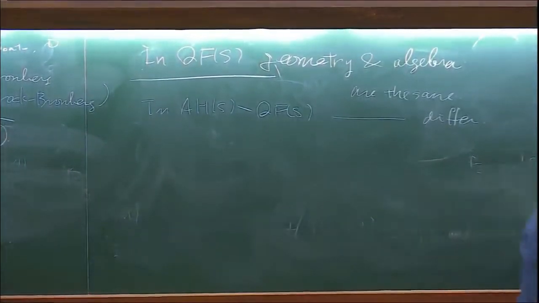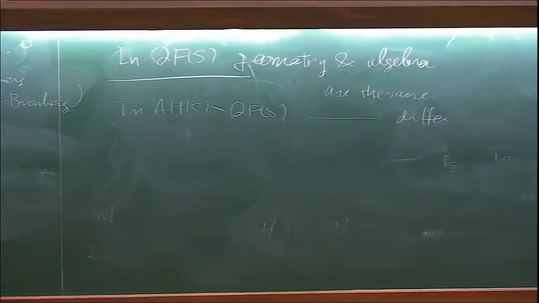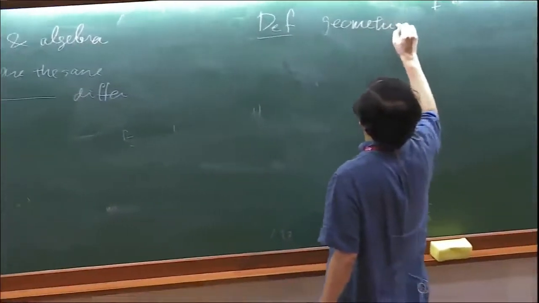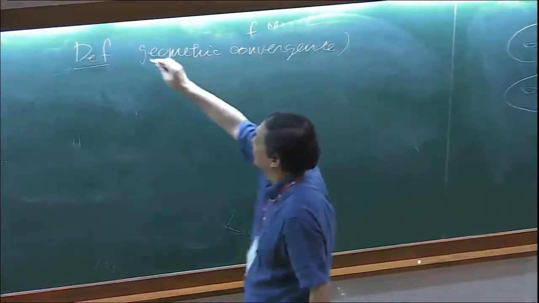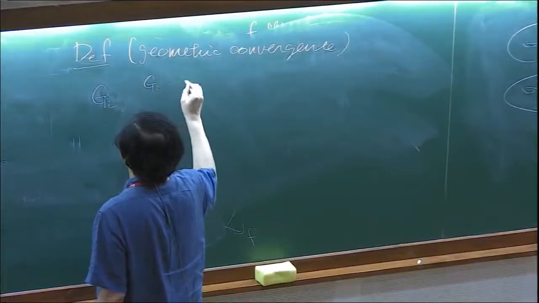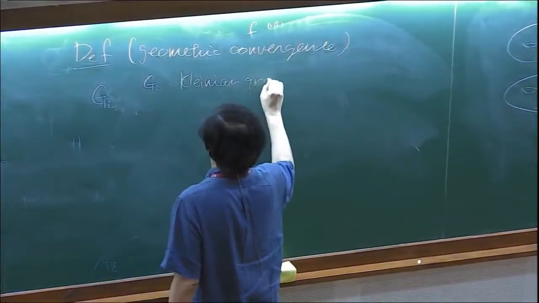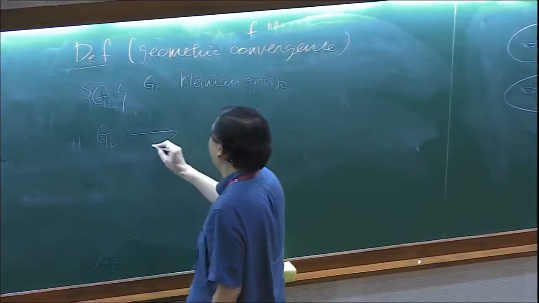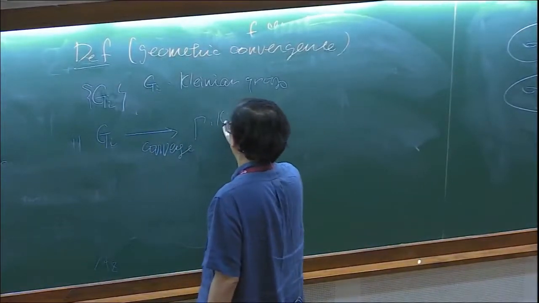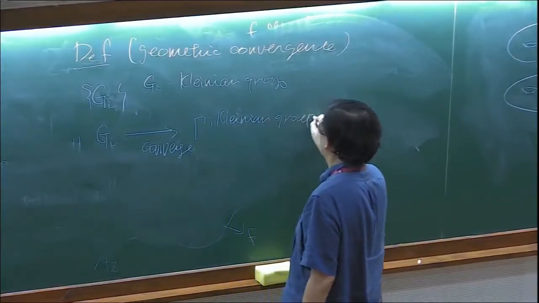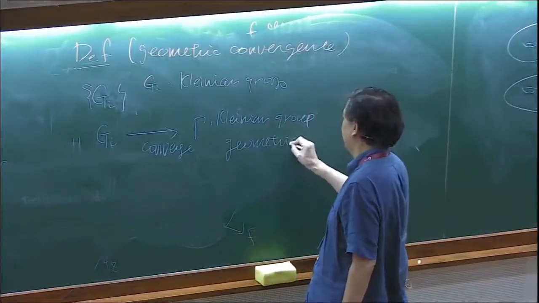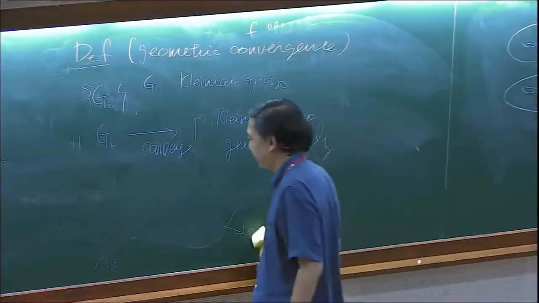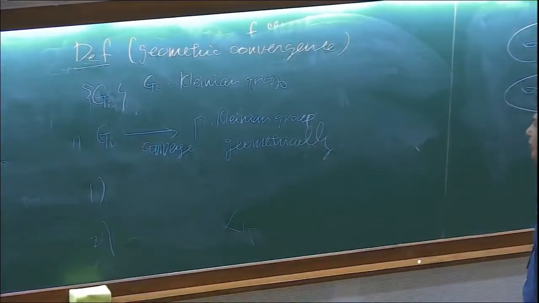So let me define something called the geometric topology of Kleinian groups. It's a space of Kleinian groups. This is something called geometric convergence. Suppose you have a sequence of Kleinian groups, Γ_i. Then Γ_i is said to converge to another Kleinian group Γ geometrically if two conditions as follows hold.